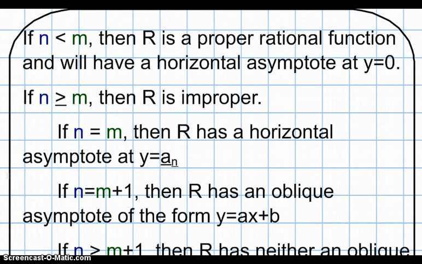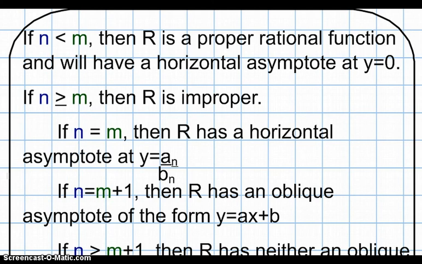So if the degrees of both polynomials are the same, then you will have a horizontal asymptote, and that horizontal asymptote will be at the value y equals a sub n divided by b sub n, which are the leading coefficients of the numerator polynomial and the denominator polynomial. I'll show you an example of that later on.